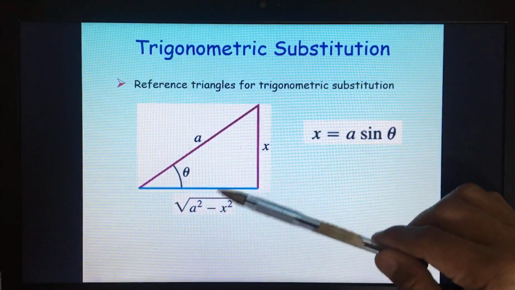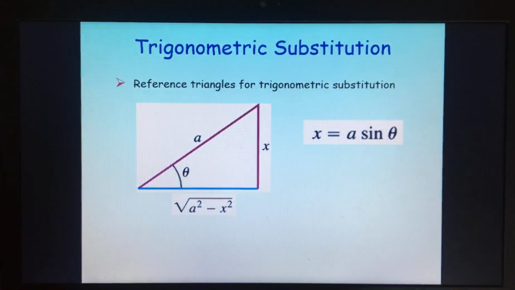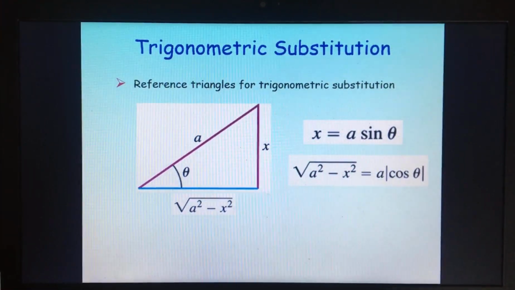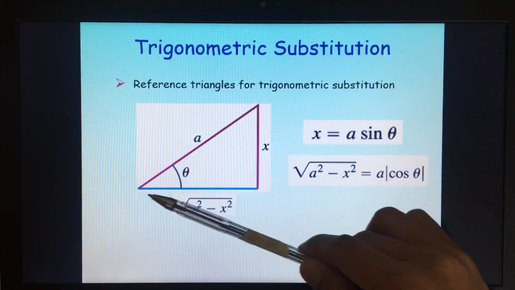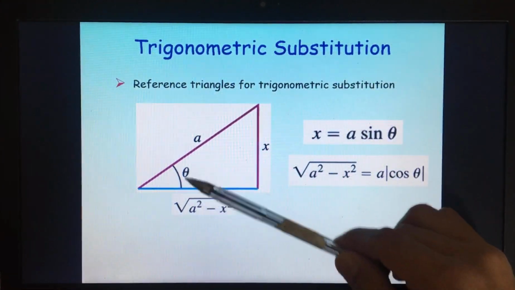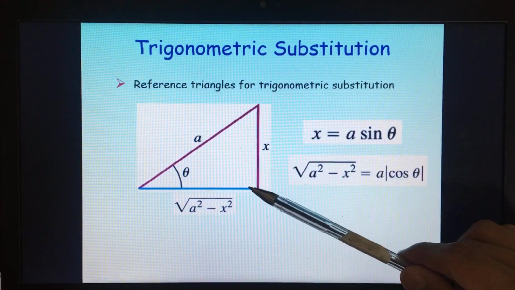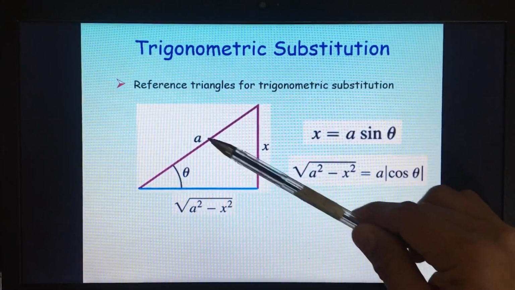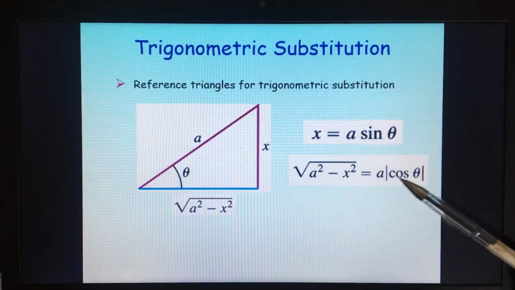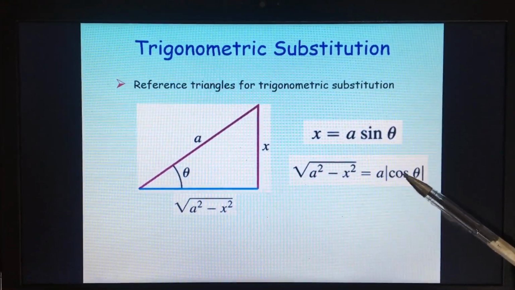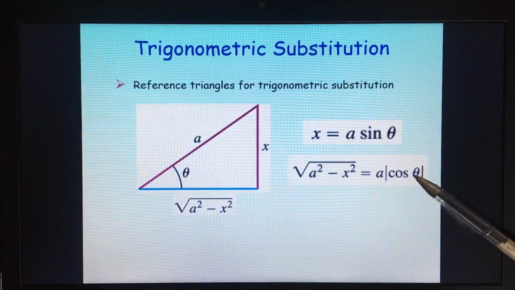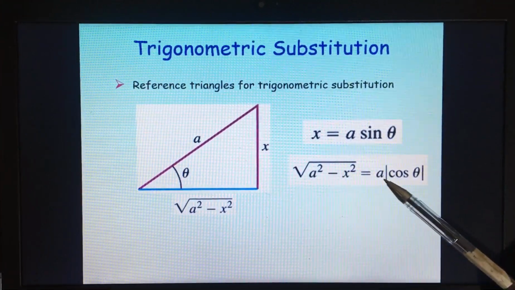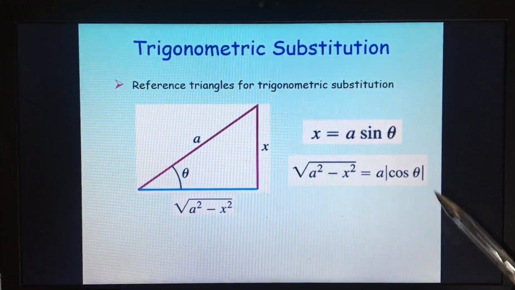Now to solve for this side, we can use cosine. From our definition, cosine is adjacent over hypotenuse. So cosine of this angle theta is adjacent over hypotenuse. Therefore we can solve this by just cross multiplying by a, and we have this side, the square root of a squared minus x squared, equal to a times cosine theta.